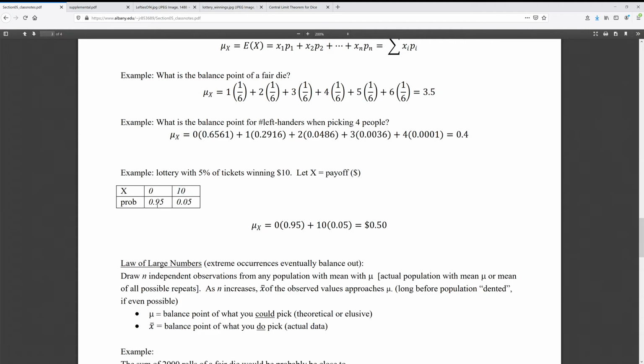So 5% are winners. There's a 5% chance it is a winner. So there's a 0.05 probability the ticket is worth $10, and there's a 0.95 probability it's worth $0. You see what I mean?